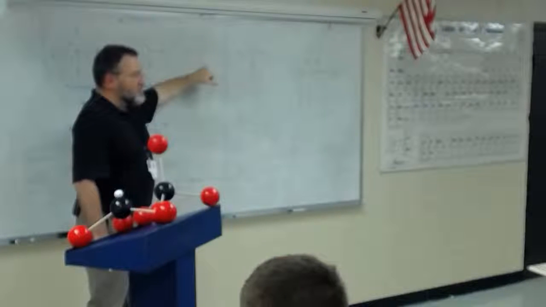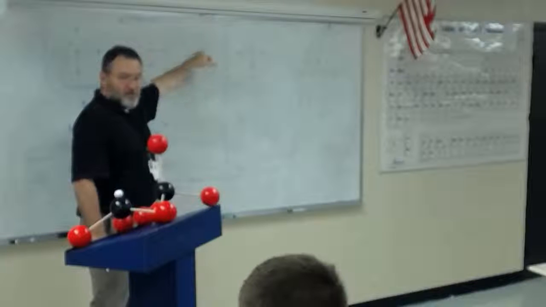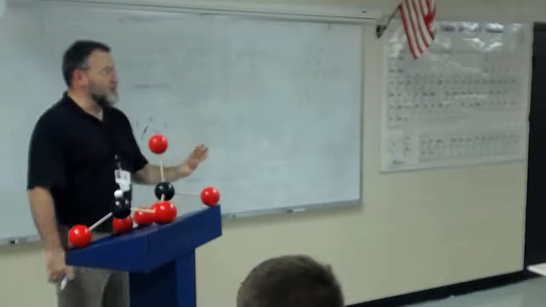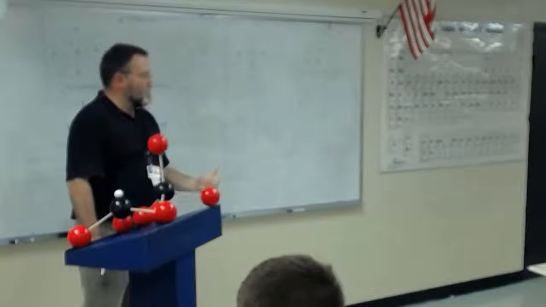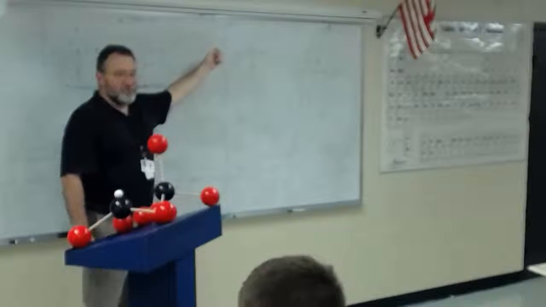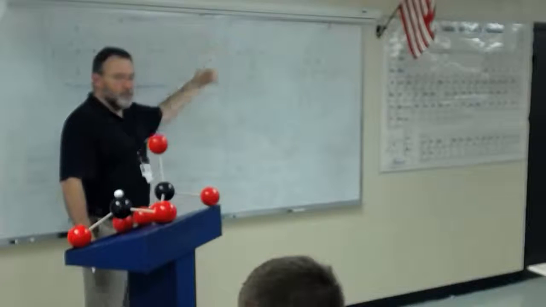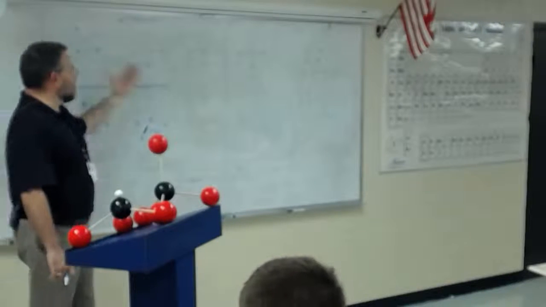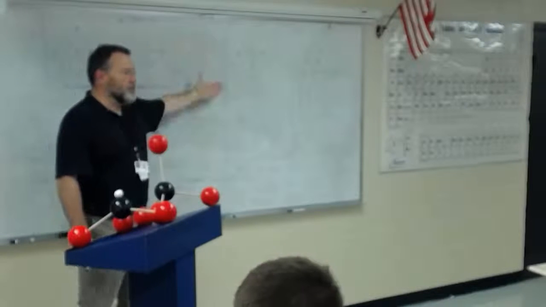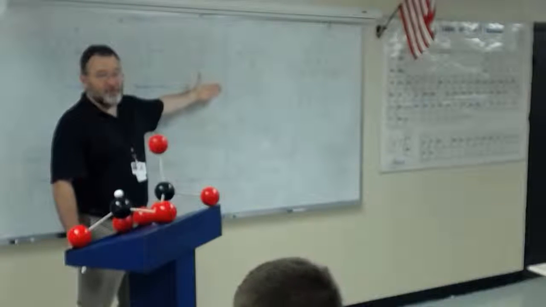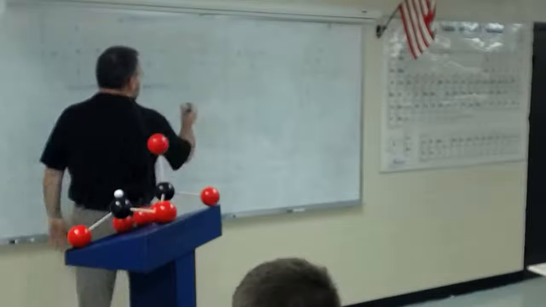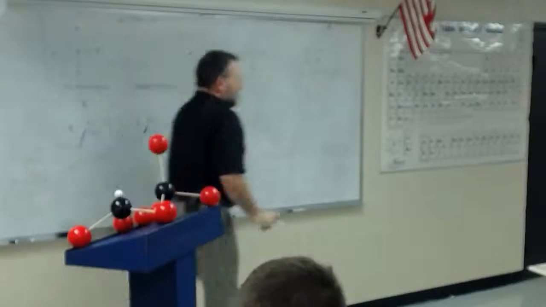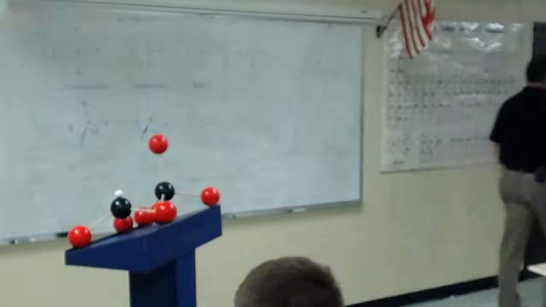2 bonds, remember these could be singles or doubles or triples, but 2 bonds and 2 unbonded pairs. Four things. Is it based upon the tetrahedron? Yes. Why? Four things around the central atom. Is it the same as a pyramidal? No. It's not a tetrahedron. It's not a pyramidal. It's a third form based upon a tetrahedron. And we said that these were the bent molecules. Again, three-dimensional model.